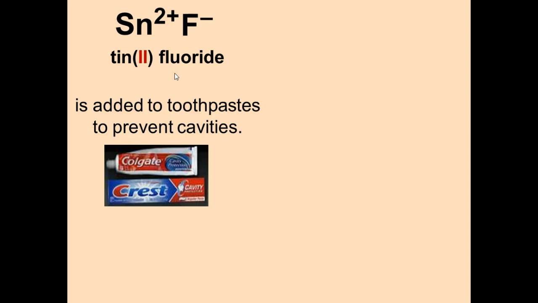And Sn, which is tin, its charge is given in this Roman numeral. So this Roman numeral tells you the charge, and it's always positive, so just remember that. And then we cross the charges like always, and that's how we get the formula unit. And so let's do one more example.